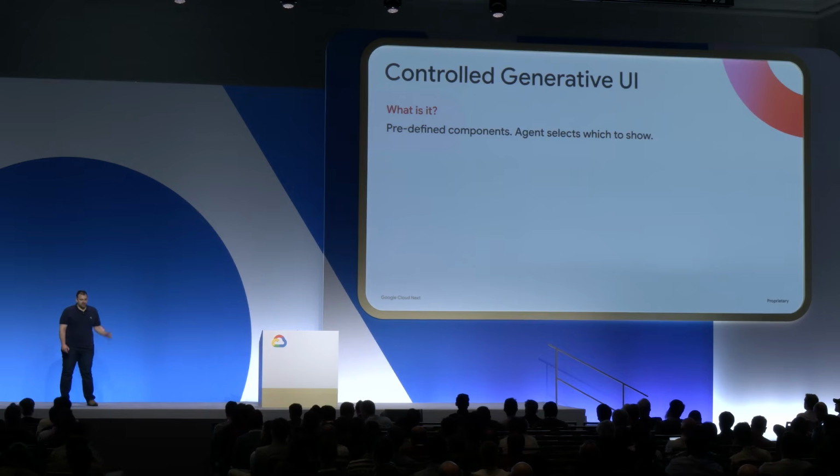So first, controlled generative UI, where developers define a collection of pre-built components which the agent can call upon when it wants to show the user UI. So first, let's just see it in action.